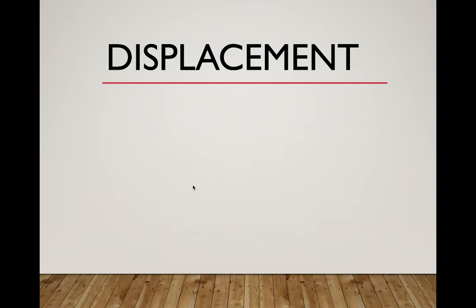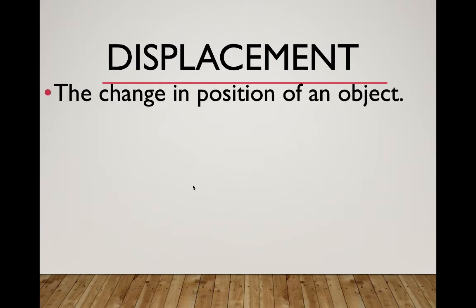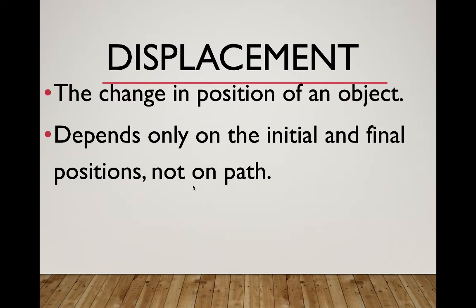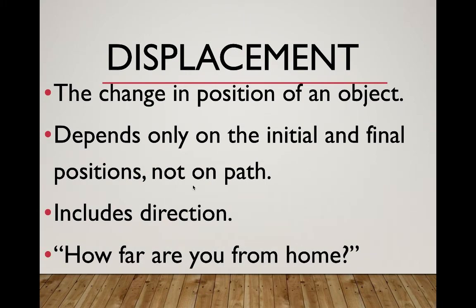Now, there are times, though, where we do care about direction. We want to account for that. So in order to do that, we introduce this new term here called displacement. Displacement is very similar to distance, but it is different in that we care about the direction. So it's the change in position of an object. It depends only on the initial and final position, not on the path. This does include direction now. Okay, how far are you from home? How far are you from your original spot is another way to think of this.